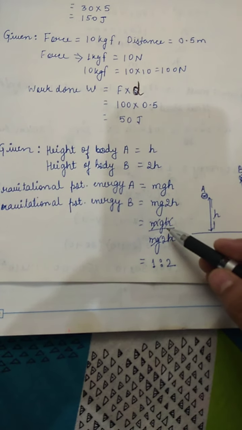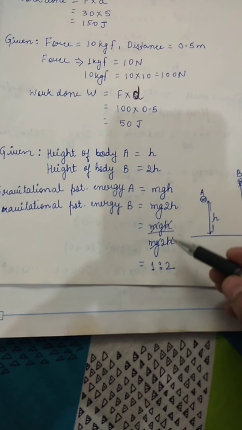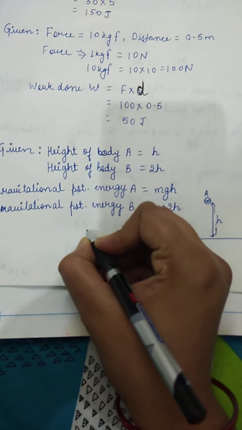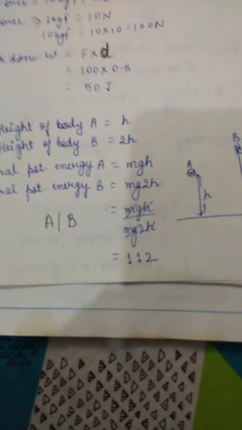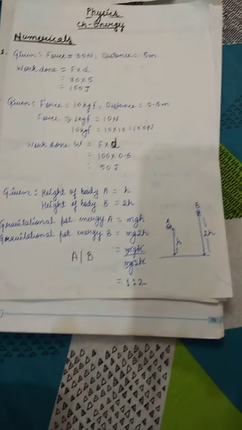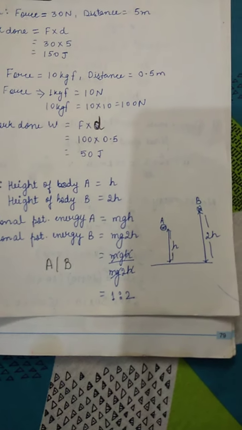So it will be mgh upon mg2h. We have to compare energy A with energy B. So it will be mgh upon mg2h. So it will be 1:2. So this is the way we are going to do question 4. You can see the next question.